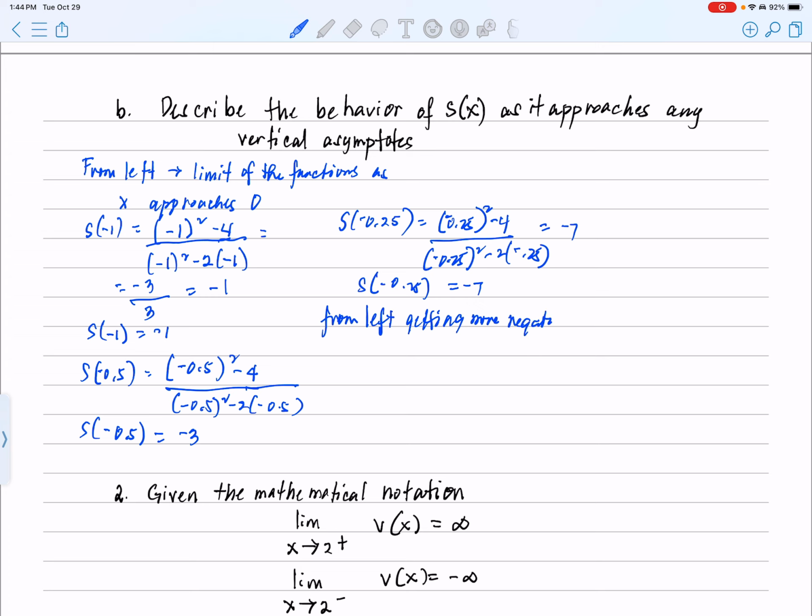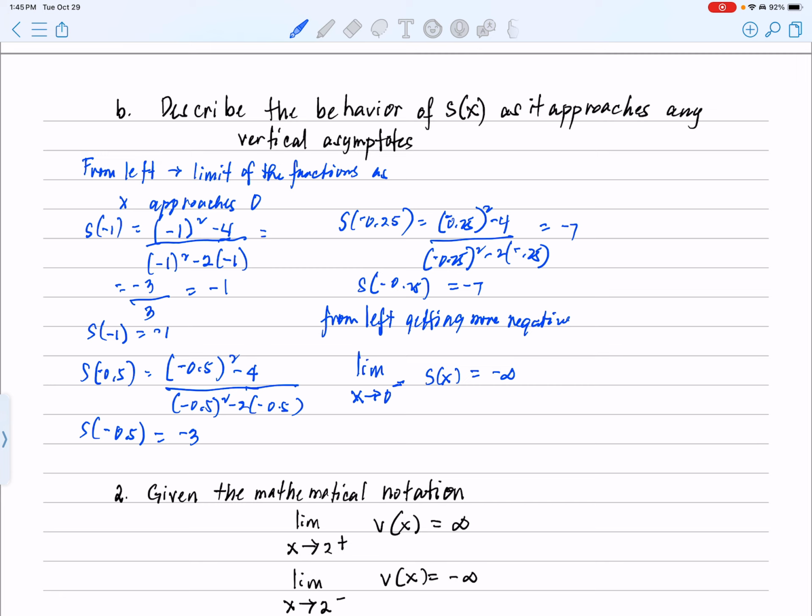From negative 1, negative 3, negative 7. As we move closer to 0, it becomes more negative. So we can write our limit notation here: the limit as x approaches 0 from the left. So we put a negative sign there. S of x is negative infinity.